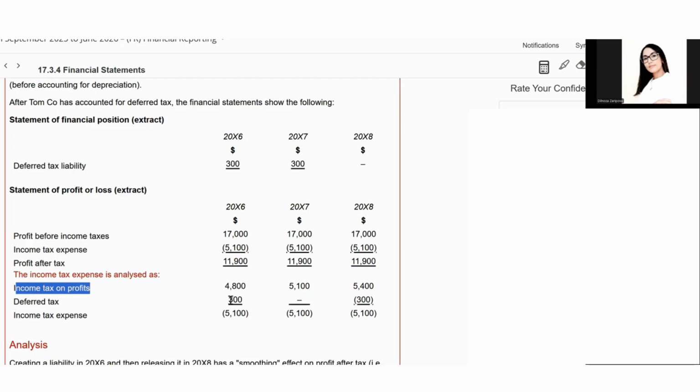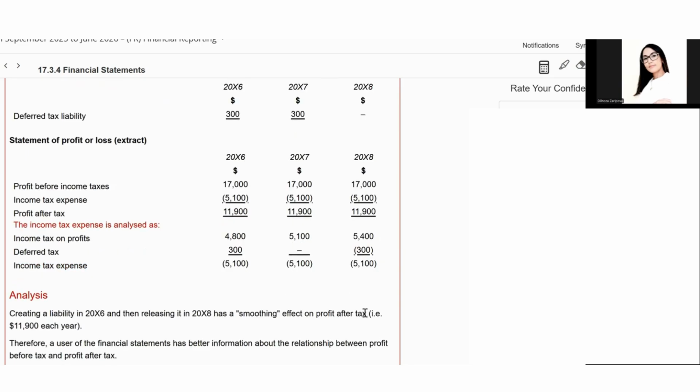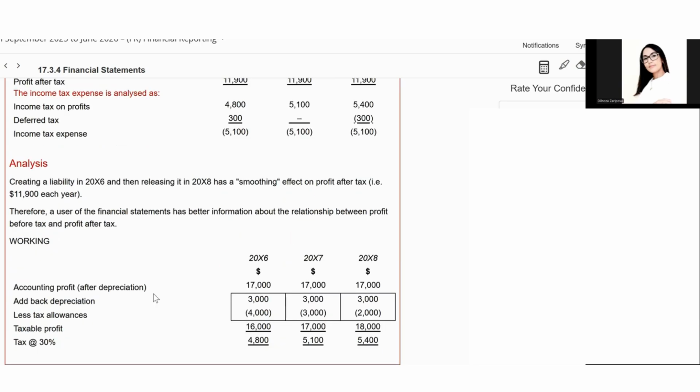So first year you charge, next year you don't charge, and then you reverse it. Okay, as a result, as you see, smooth income tax expenses, you have 5,100 here, 5,100 here, 5,100 here. So you are smoothing the effect on profit after tax, as you see here, right? In order to avoid those fluctuations. This is the deferred tax purpose, okay?